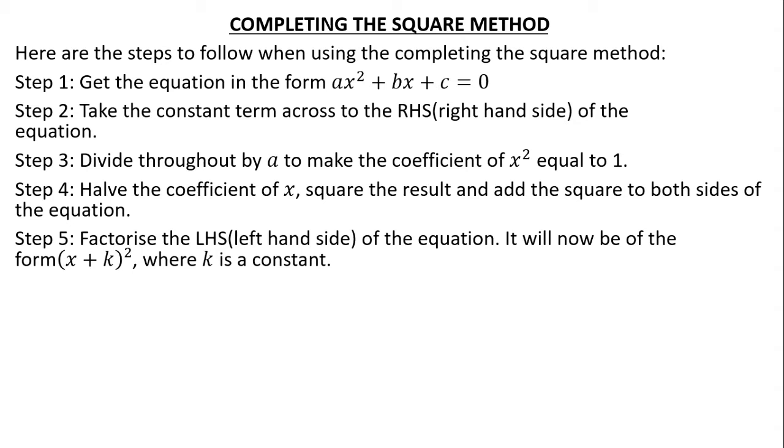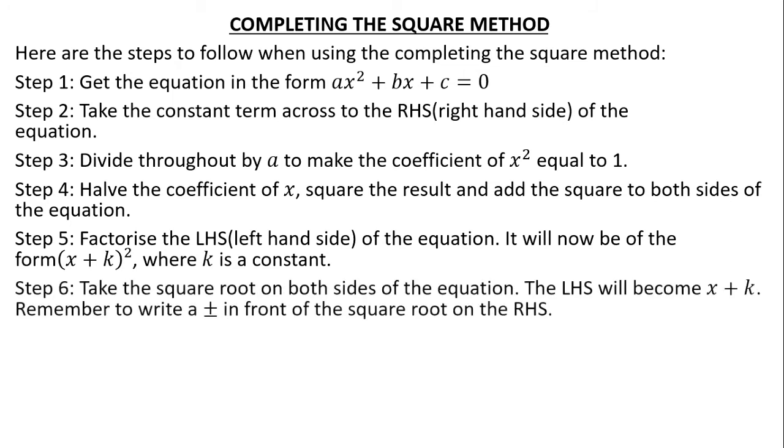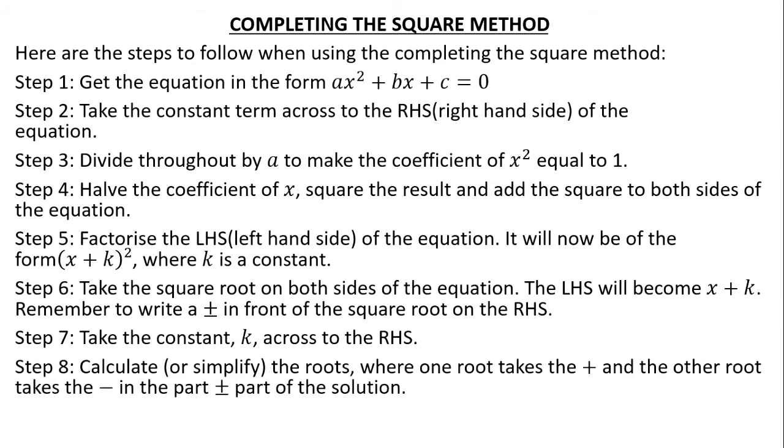Factorize the left hand side of the equation. It will now be of the form, open your bracket, x plus k, close your bracket squared, where k is a constant. Take the square root on both sides of the equation. The left hand side will become x plus k. Remember to write a plus or minus in front of the square root on the right hand side. Take the constant k across to the right hand side. Calculate the roots where one root takes the positive and the other root takes the negative in the plus or minus part of the solution.